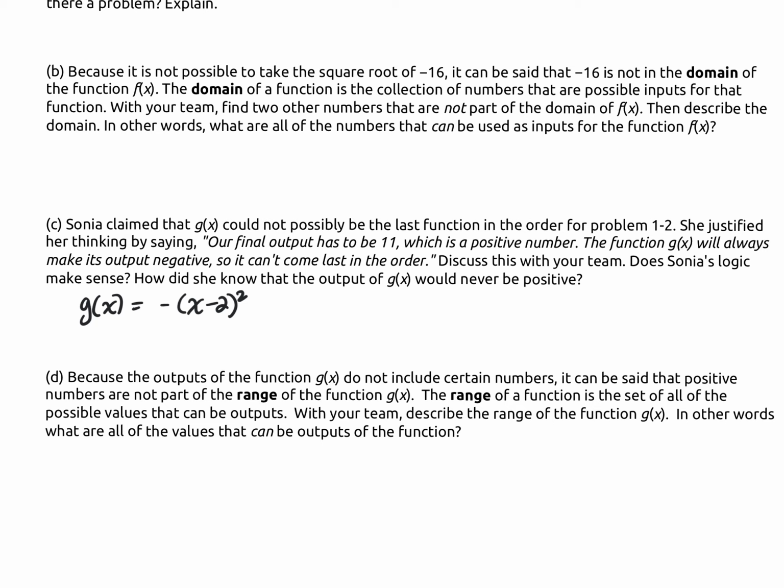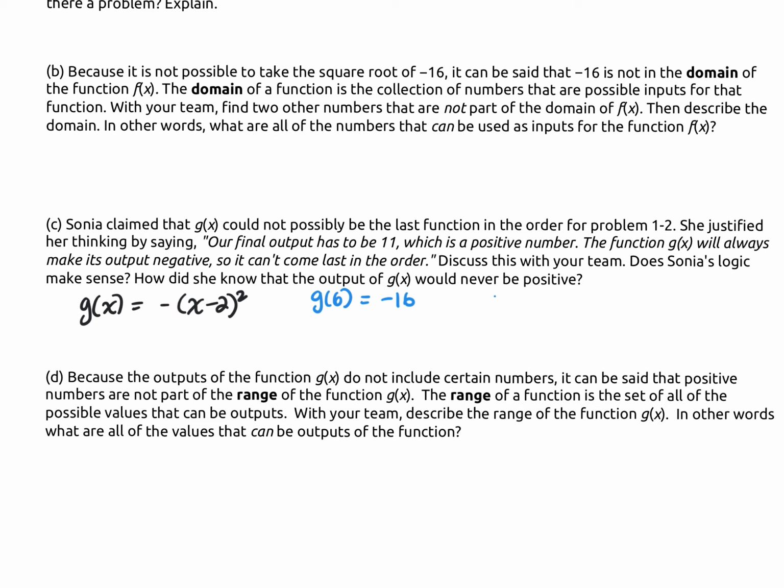Does her logic make sense? And how do we know that the output would never be positive? Well, think about any number. Let's say, we already did g of 6, and we saw that g of 6 gave us negative 16. So we know if we plug in a positive number, we got a negative number. And that was a number bigger than 2, right? So that when we squared what was inside here, we had a positive number. So 6 minus 2 is positive, that squared, and then it gave us a negative number.